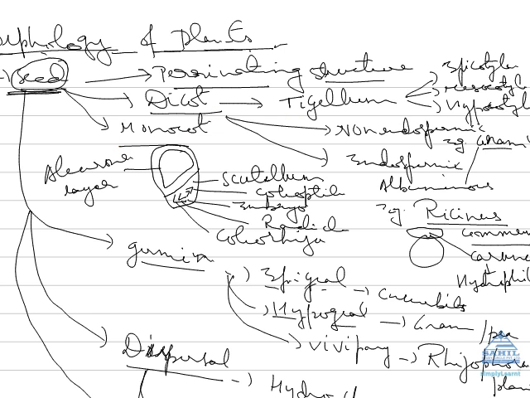In dicot, we have testa. The outermost layer is known as testa, and the inner is tegmen. Now, tigellum is the embryonic axis. The upper part is known as epicotyl, the lower is known as hypocotyl, while the middle is known as mesocotyl. This is the scenario of a dicot seed.